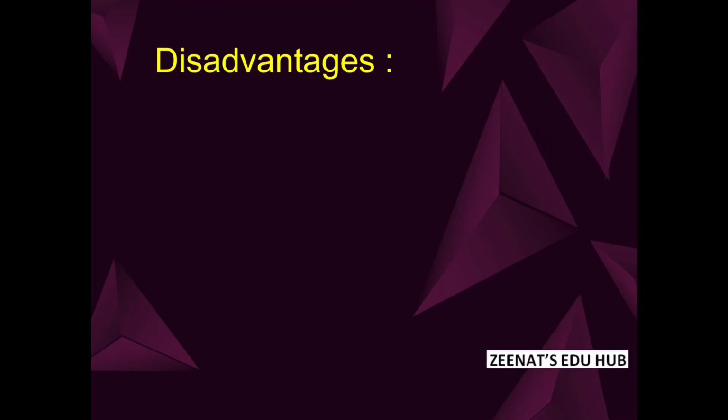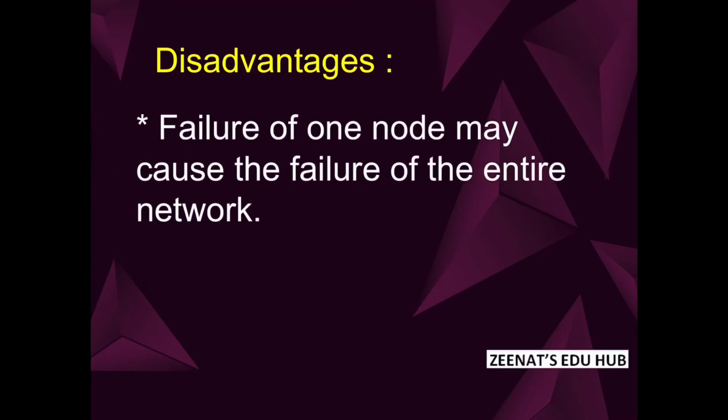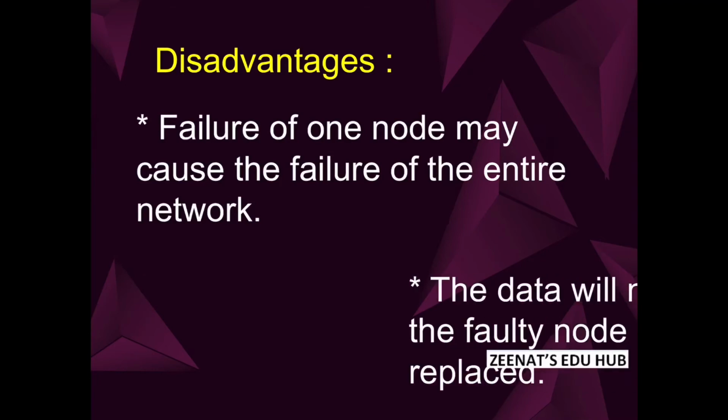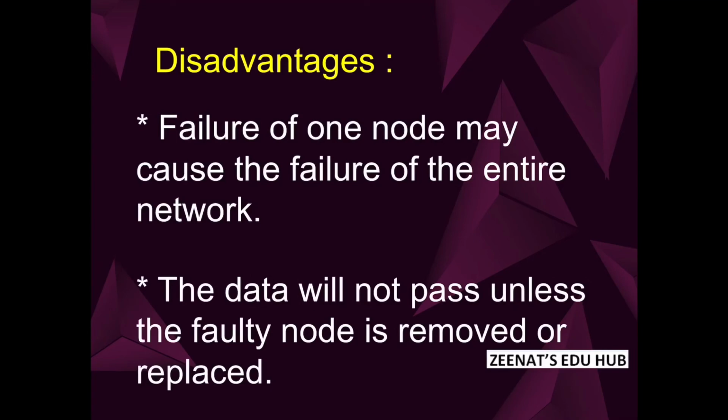Disadvantages of ring topology are: failure of one node or any cable may cause failure of the network, or it may break the loop and slow down the entire network. The data passes through every node, and if any node is faulty, then data will not pass through it until the faulty node is removed or replaced.